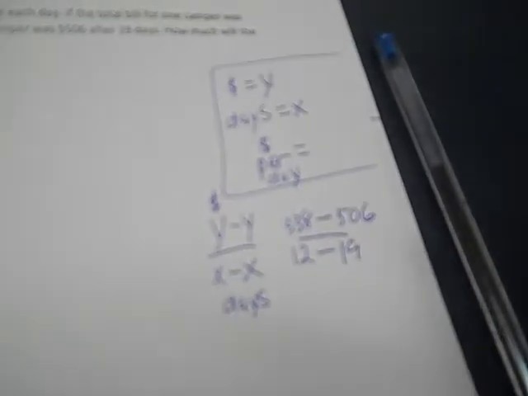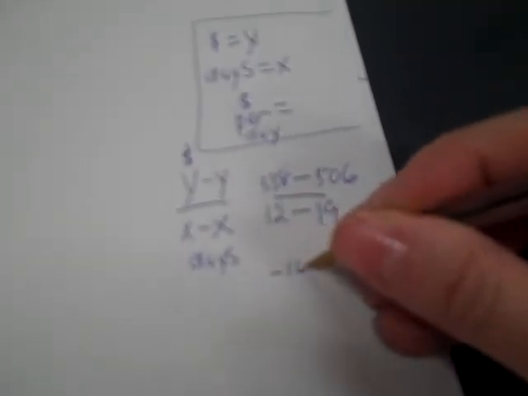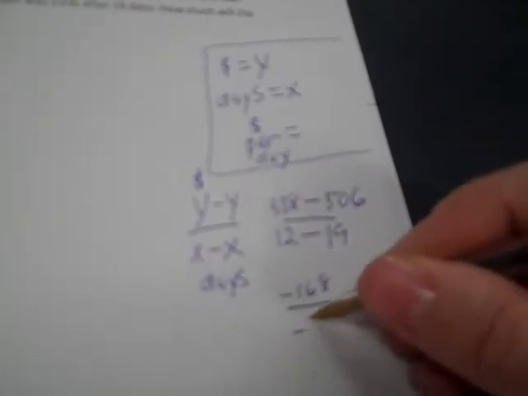Okay, so I'm going to take 338 minus 506. I got negative 168. And 12 minus 19 is negative 7. Now I divide those two. Negative 168 divided by negative 7 is 24. Now take that 24 and put it right here because that's your dollars per day. Again, this is the one to use to figure out the per.